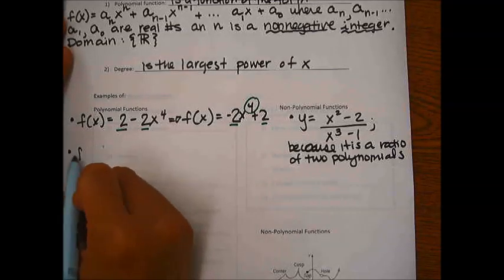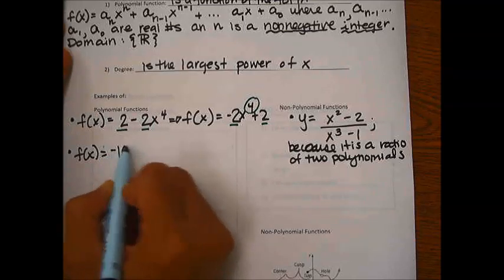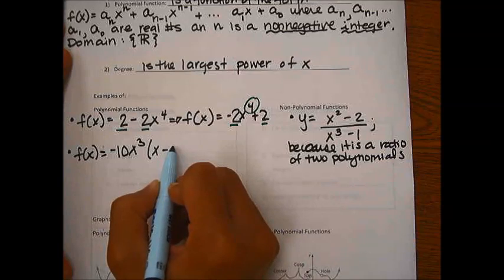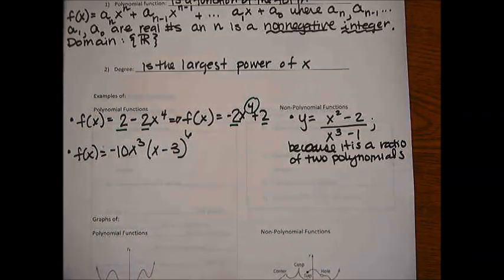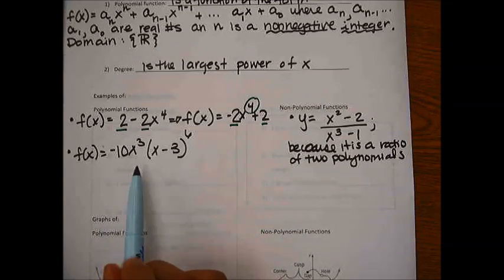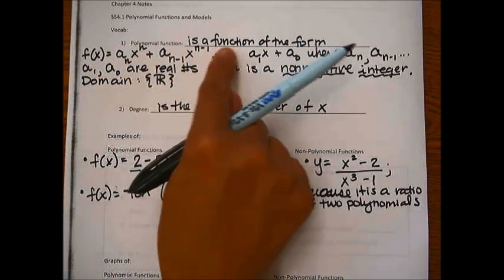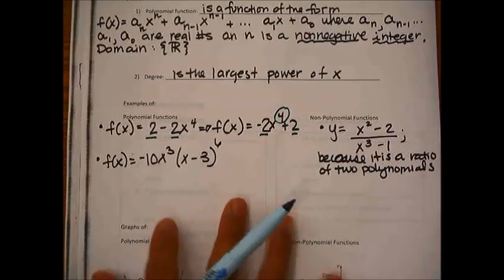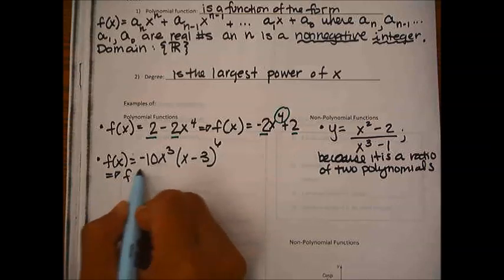How about this one? F of x equals, make up something, negative 10 x to the third times x minus 3 to the 6. All right, let's check this out. Currently, does it look like this, separated by an addition or minus? Not really. It has these two factors right here. But if you wanted to, you can distribute.